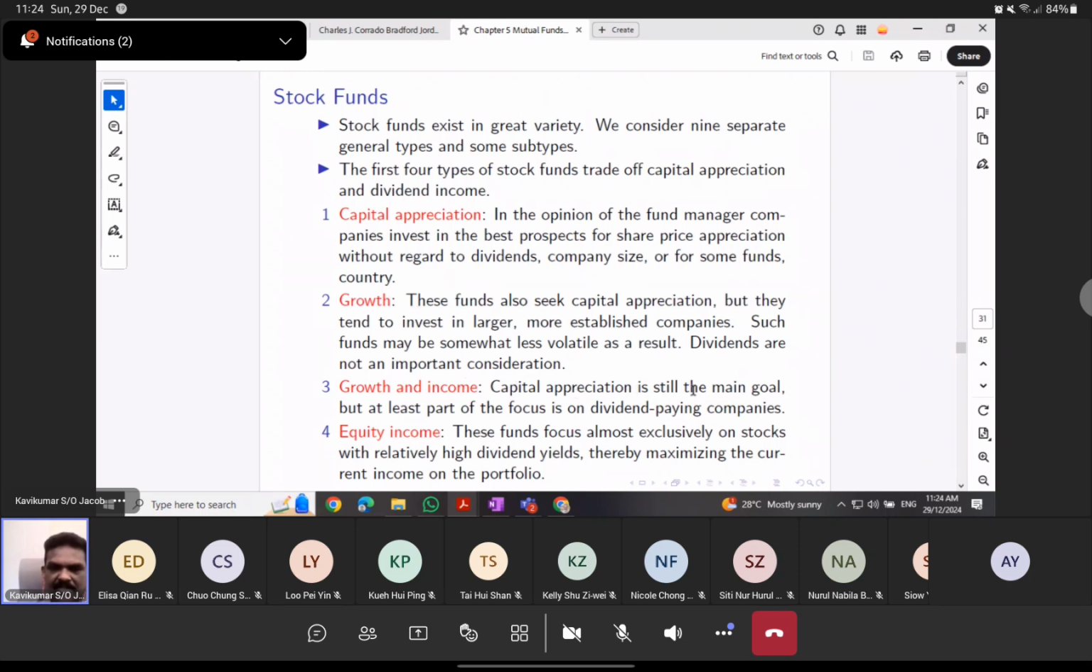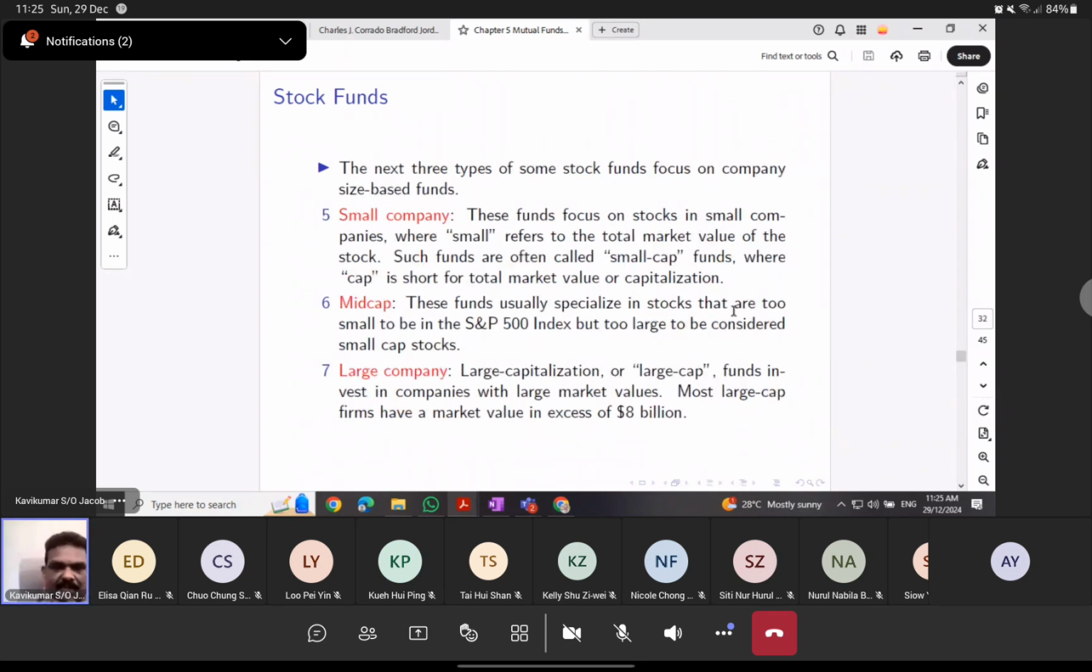Growth and income: capital appreciation is still the main goal, but at least part of the focus is on dividend-paying companies. Growth and income means the company should grow, and at the same time give some income to the customers. Equity income: this fund focuses almost exclusively on stocks with high dividend yields, thereby maximizing the current income on the portfolio. Every year they increase the income.